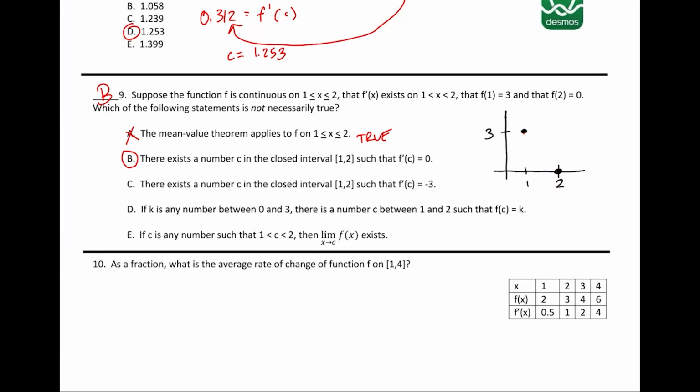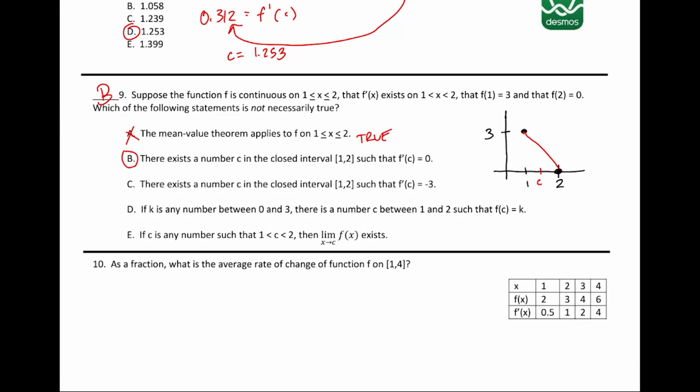C says there exists a number c on the interval such that the slope is -3. Well, again, we could draw this in such a way where the slope's never going to be -3. Like if I just make this a linear function going down 3 over 2, the slope would always be -3 over 2. So it's never going to be -3 in that case. So this is not, oh, wait a minute, hold up. This is not necessarily true.